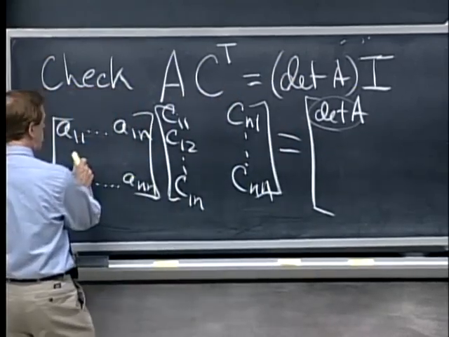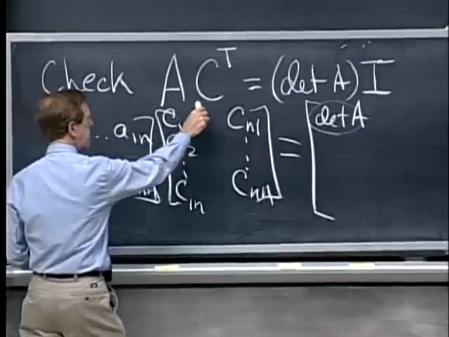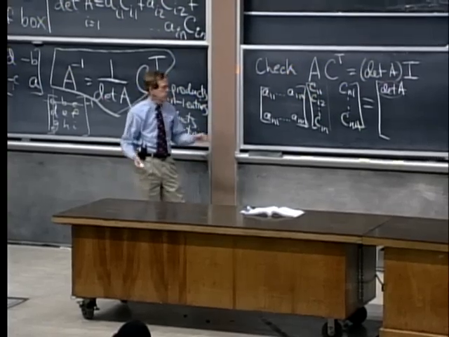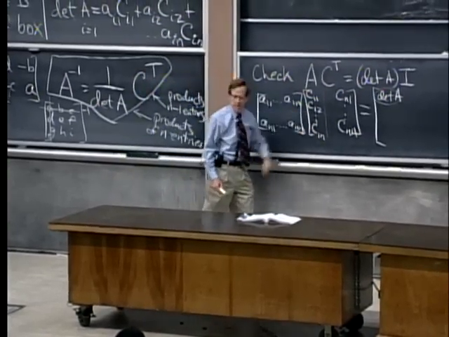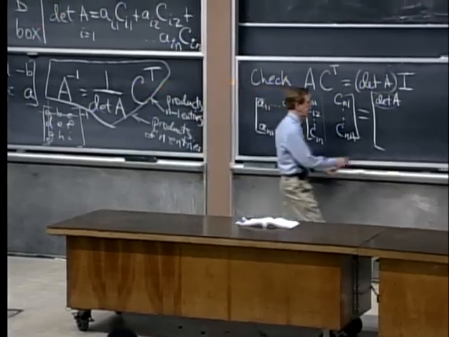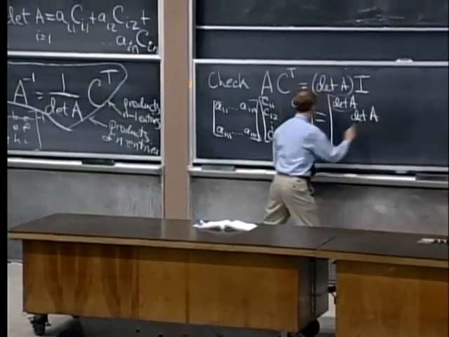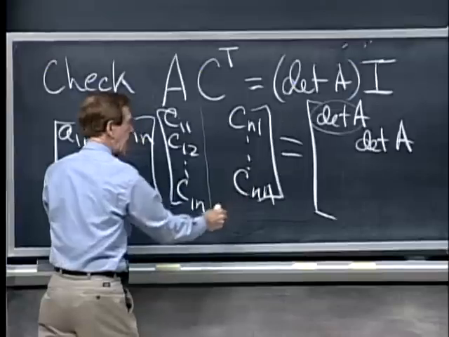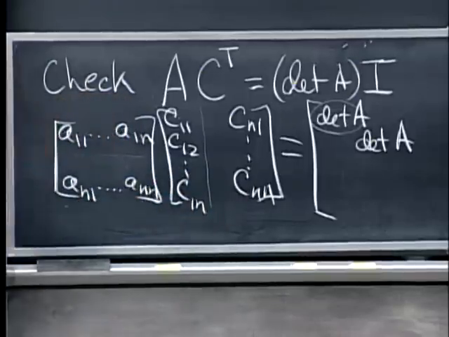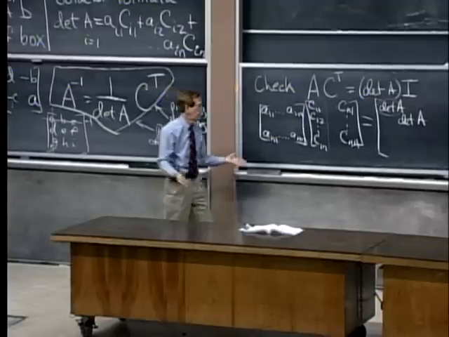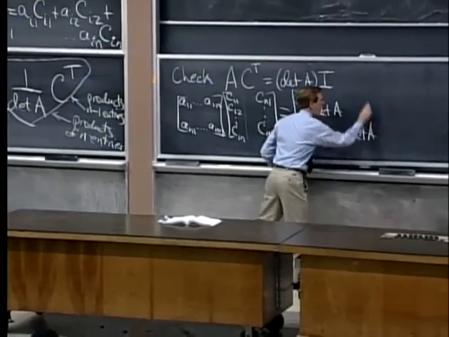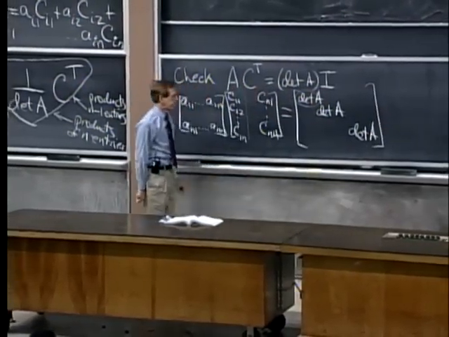What about in the 2,2 position? Row 2 times column 2 there. That's just row 2 times its cofactors. So, of course, I get the determinant again. And in the last position, this is the last row times its cofactors. You see, we're realizing that the cofactor formula is just this sum of products. So, of course, we get a matrix multiplication there, and we get the determinant of A. Great.